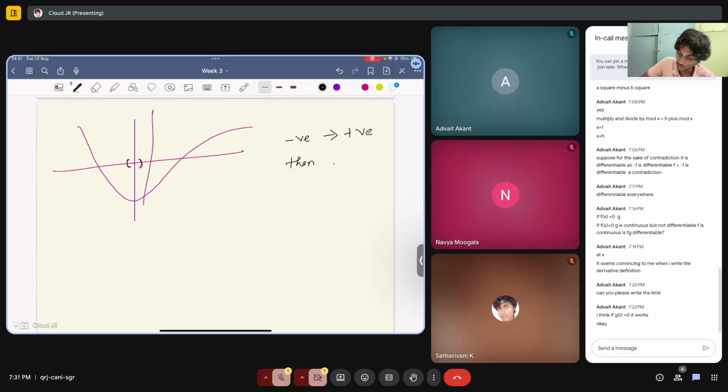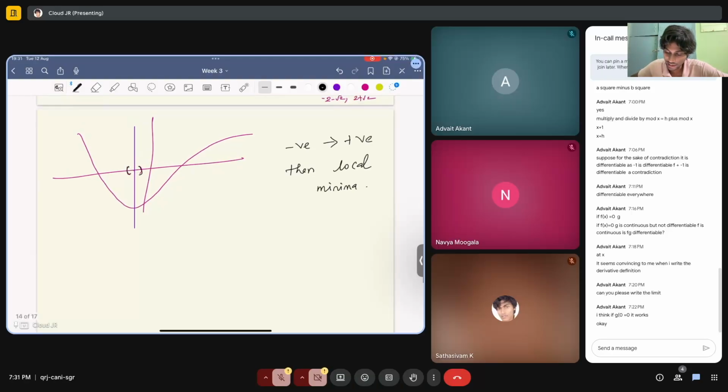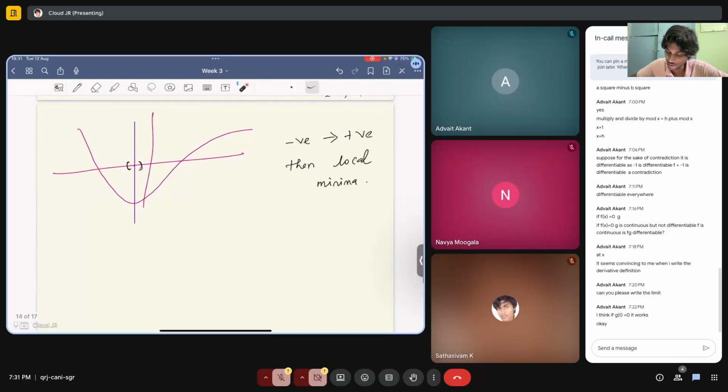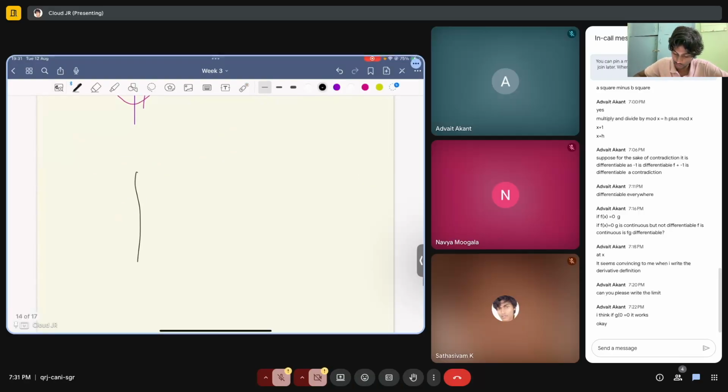Then you have a local minima. Okay, and you have a second derivative test. See, but there exists a case where it goes to 0, but then it will not stay at 0. I mean, it will not go to negative. So for example, you have a graph. Maybe I'll draw one more graph and then I will stop drawing it.